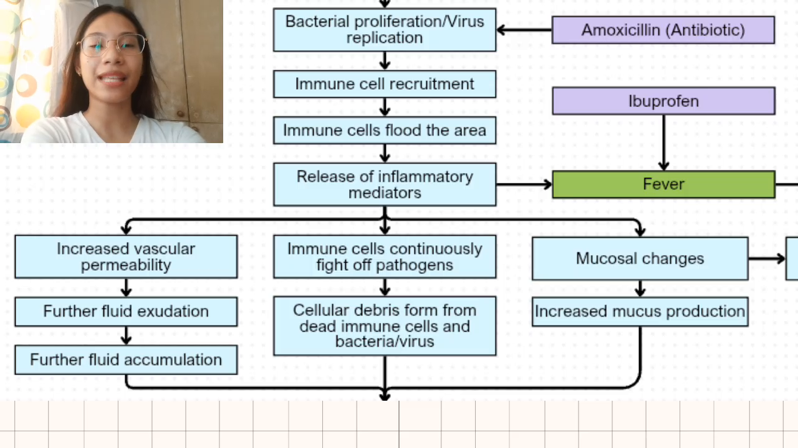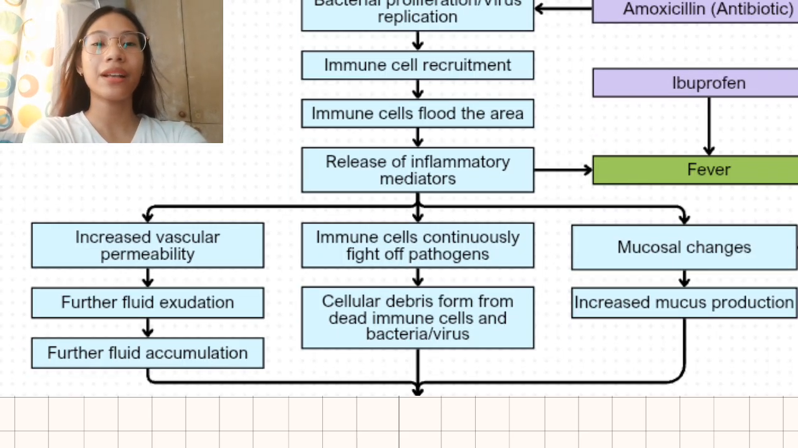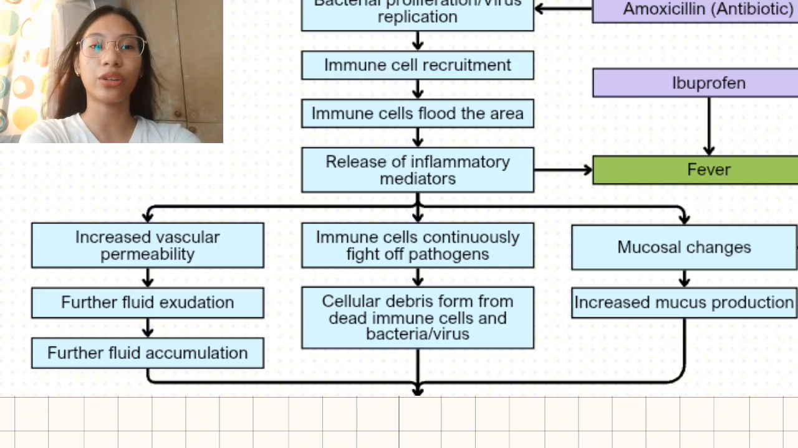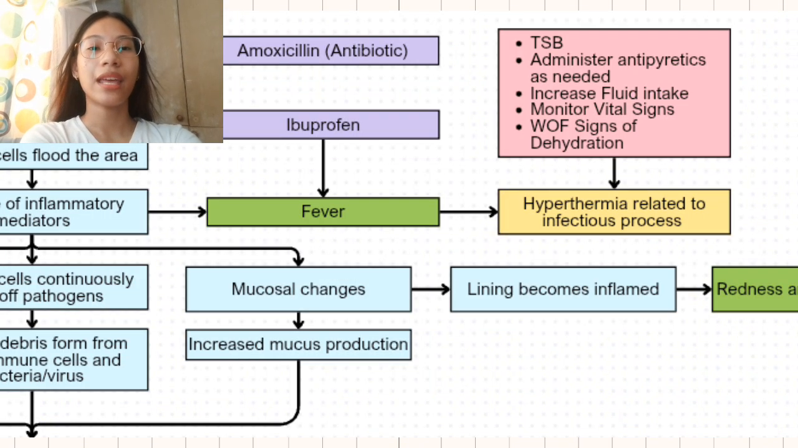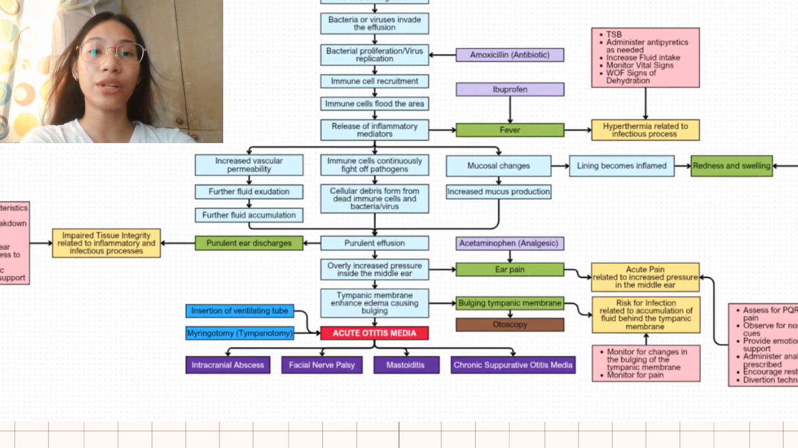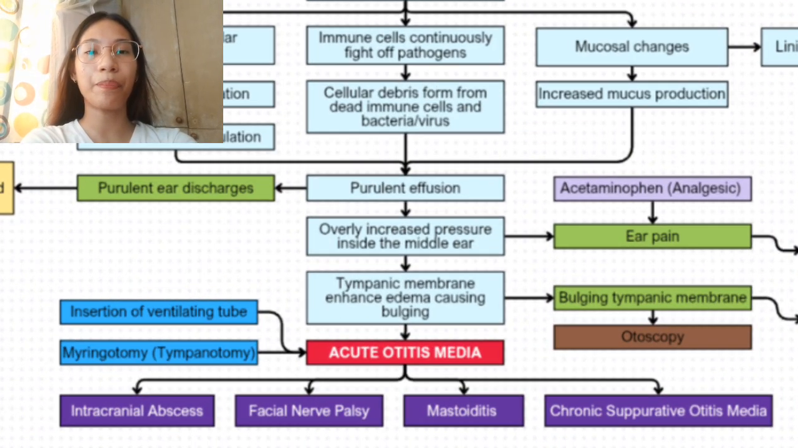So first, we will be starting on the left side. The vascular permeability will increase, leading to further fluid exudation and fluid accumulation. In the middle of the disease process, the immune cells continuously fight off pathogens, and cellular debris forms from dead immune cells and bacteria or virus. And then on the right part, there will be mucosal changes that lead to inflammation of the lining and increased mucus production. After that, there will be effusion of purulent fluid, which means the patient will be having purulent ear discharge.